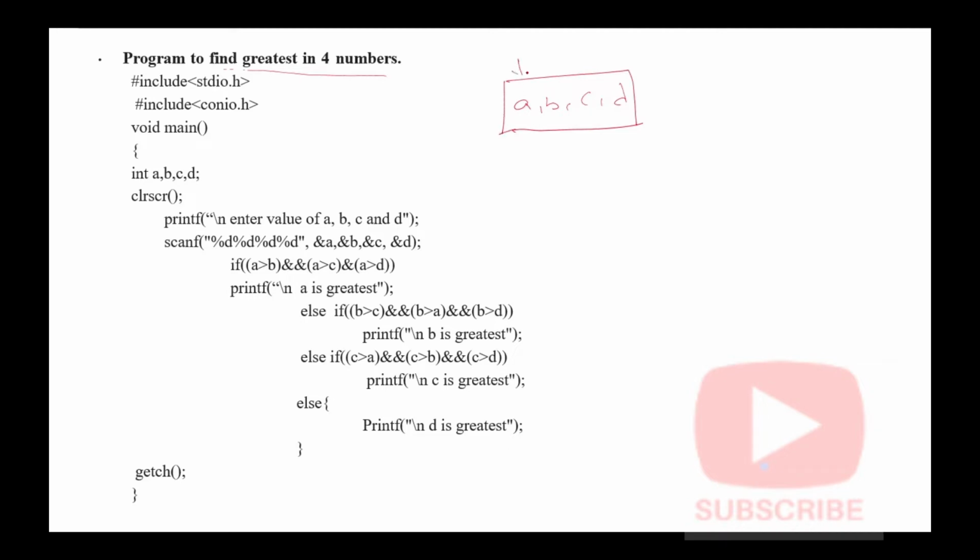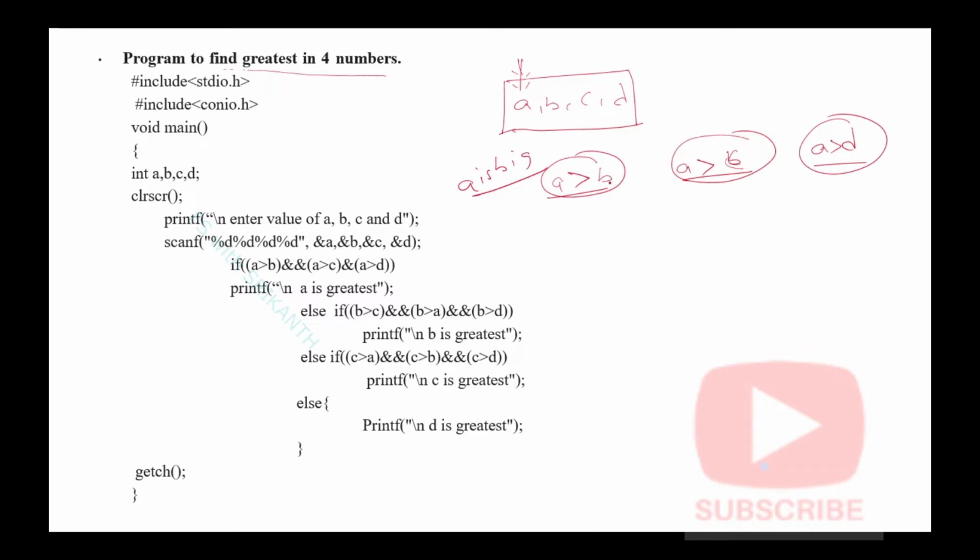First, if A is the big number, how do we confirm A is the big number? Very simple. A is compared with B, and again A is compared with C, and A is compared with D, right? So if A is greater than B, A is greater than C, and A is greater than D, these three conditions are true, then A is bigger than B, bigger than C, bigger than D, and automatically we confirm A is the biggest, right?